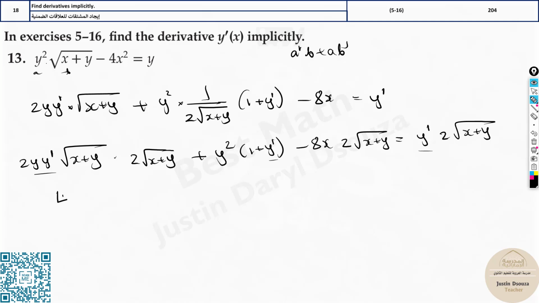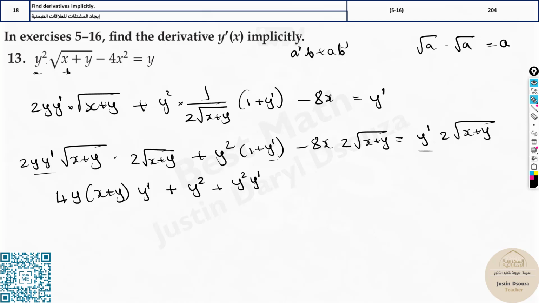So 2 and 2 is 4, y. What about square root x plus y times square root x plus y? If you have square root a times square root a, it's power half and half, it's a, isn't it? Here this term becomes x plus 1, x plus y. The square root cancels off, you get a whole term. And then lastly, I'll write the y prime term here. Plus, here there is y prime. Now I'll multiply y square inside. It'll be y square plus y square y prime.